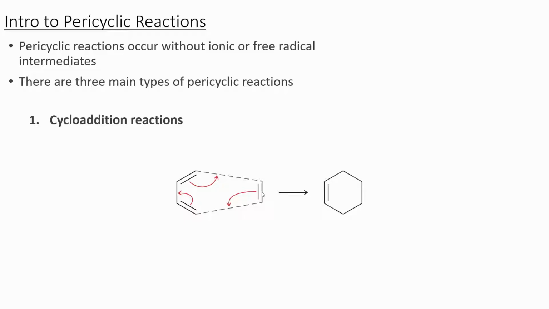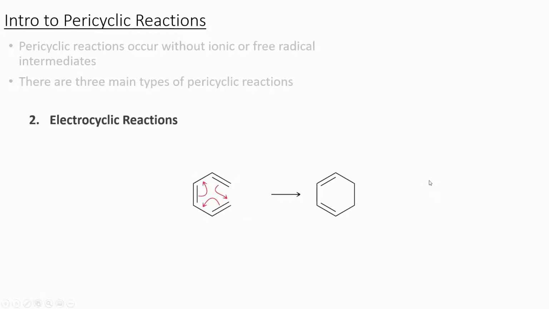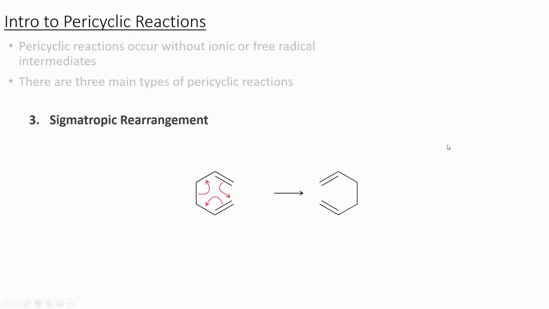It's going to involve three double bonds, three sets of pi electrons moving in a circular fashion, and we're going to break two pi bonds and form two sigma bonds. An electrocyclic reaction is going to involve forming one sigma bond and breaking one pi bond. In this case, we have one molecule that is a starting material that also results in one molecule as the product. And finally, the last reaction is a sigmatropic rearrangement. In this case, we're actually breaking a sigma bond and forming a new sigma bond.